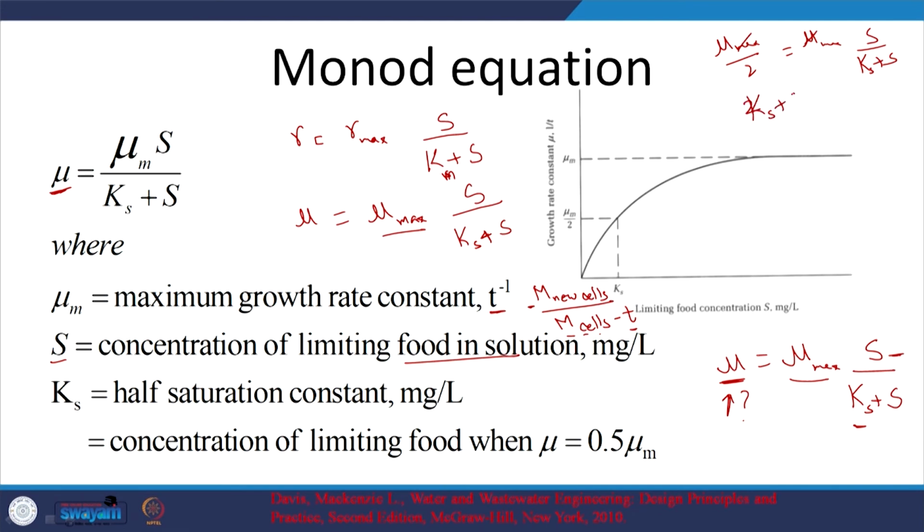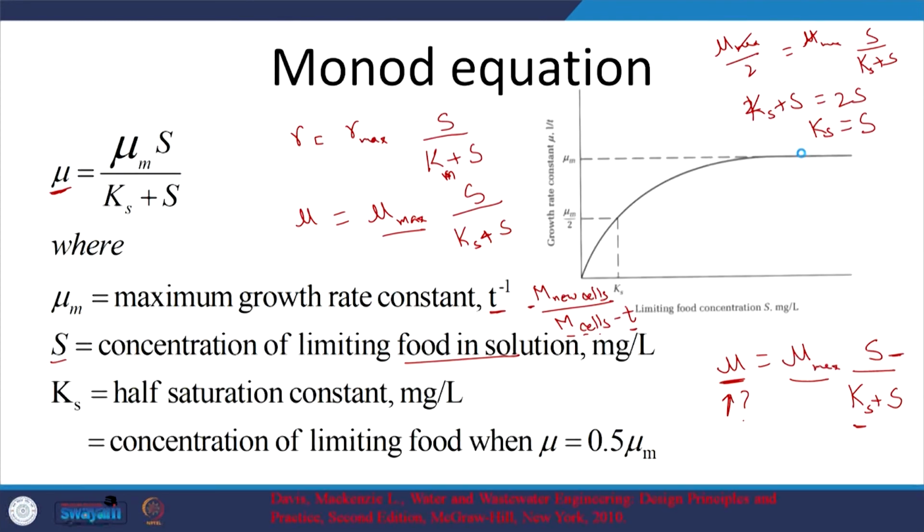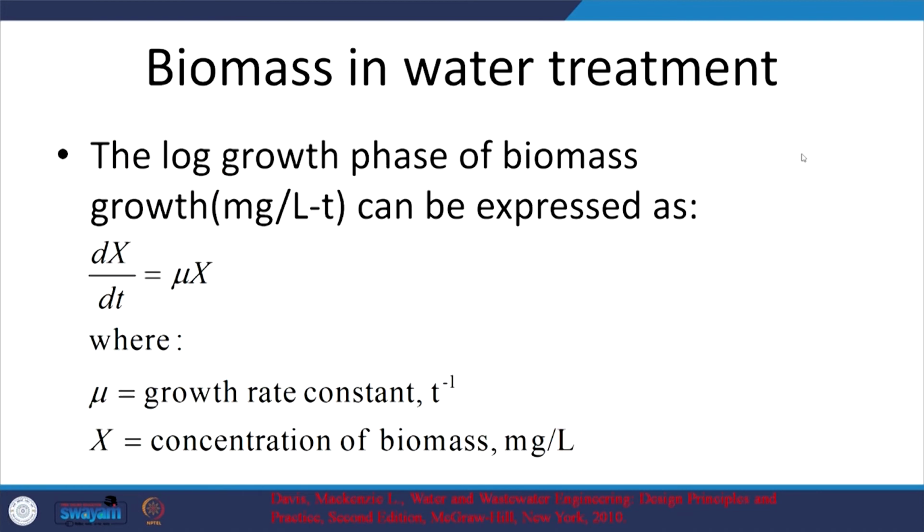Ks plus S will then be equal to 2S. As you can see, this is the case when Ks is equal to S. That is what we also looked at in this case here. This was supposed to be Km, I guess. So, that is what we have. So, why is this important? Let me see what we have here.